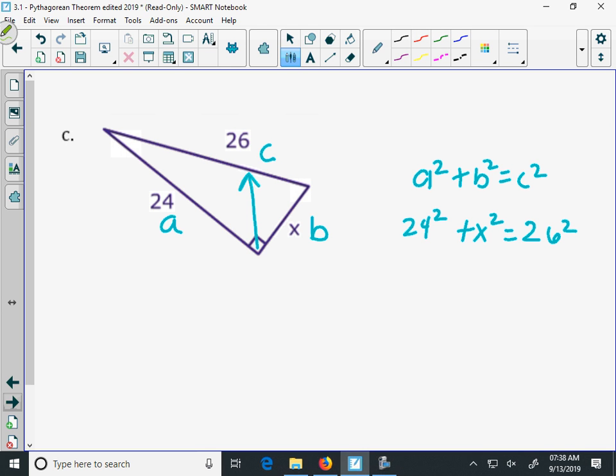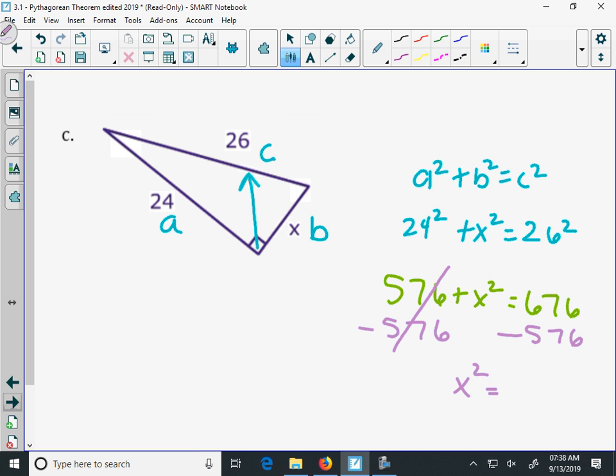What is 24 squared? 576. 24 is like our favorite number. 576, just like the other one. What's 26 squared? 676. Then get x by itself. Move that 576 over. What's 676 minus 576? 100.